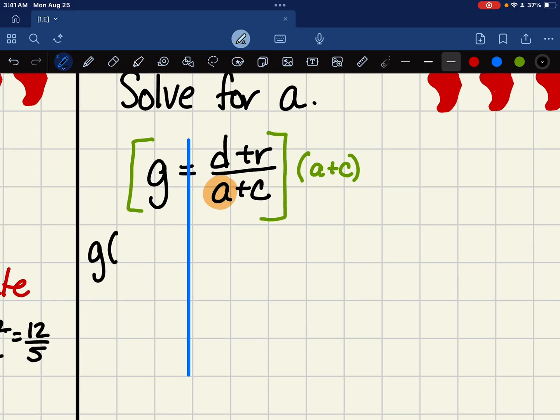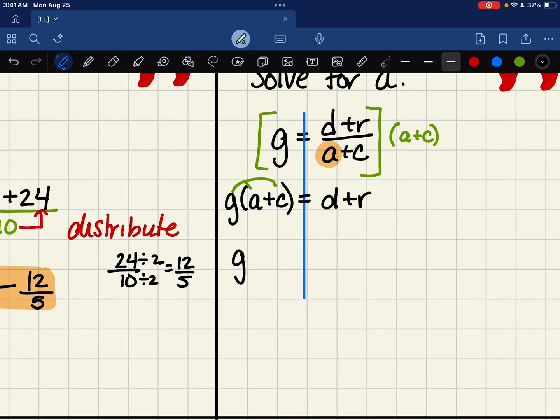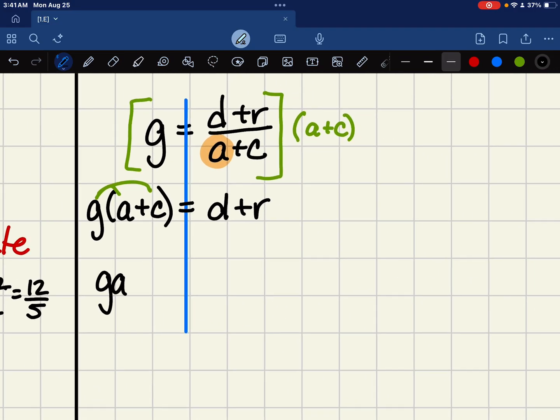So on the left side, that'll end up looking like distribution in a moment. And on the right-hand side, these cancel, leaving me with the d plus r. Now I unstuck the a from the fraction, but now I need to unstick the a from the parentheses. So in order to do that, I'm going to distribute. So on the left side, let me see how much room I have left. Yeah, I'm doing okay. On the left side, I have GA plus GC. On the right-hand side, I still have D plus R.